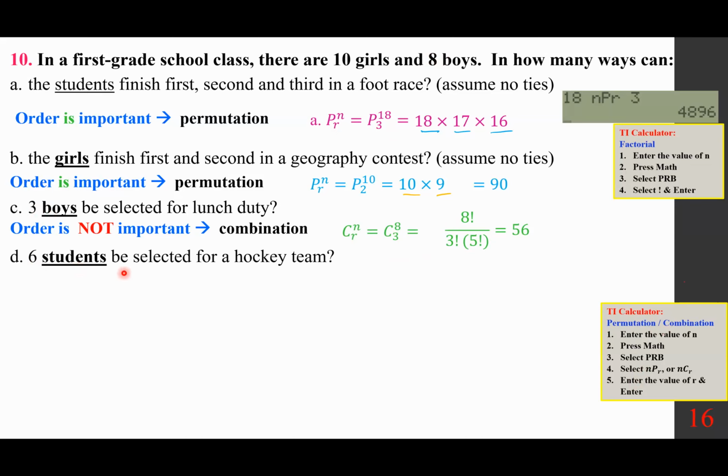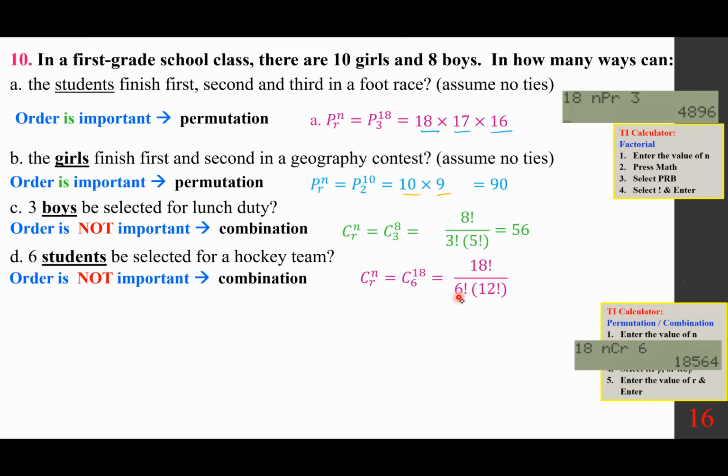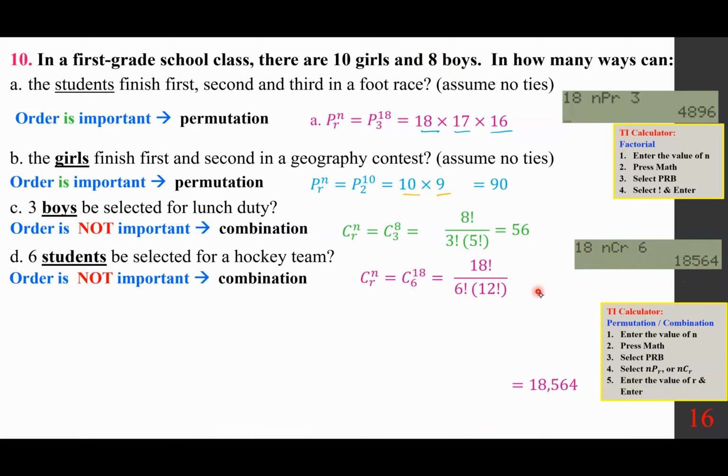We want to choose 6 students for a team, any team, in this case, a hockey team. And there are a total of 18 students. We want to pick 6. No, order is not important. We're dealing with the combination, NCR. N is 10 plus 8, 18. And R, we want 6 of those, which is 18 factorial over 6 factorial times 12 factorial. And if you put it into a calculator, 18 NCR 6 gives you the answer. You can put it there.